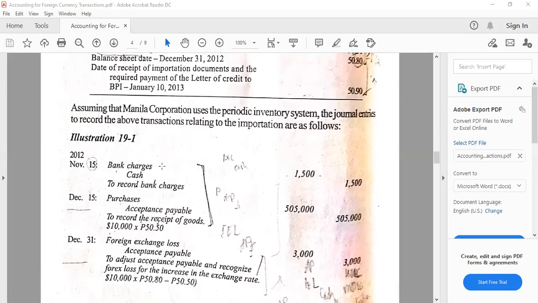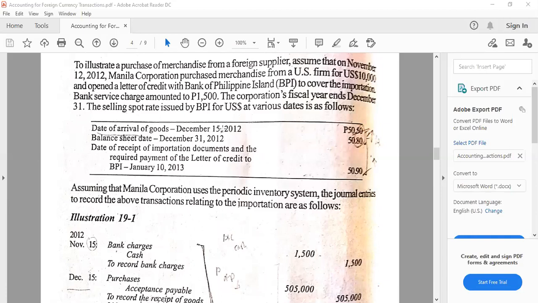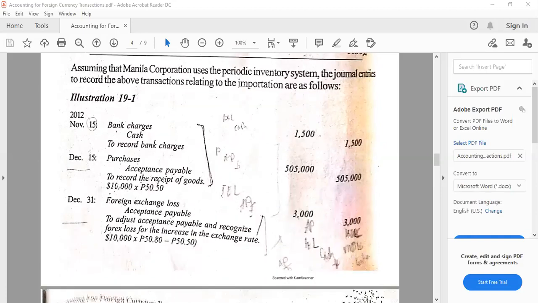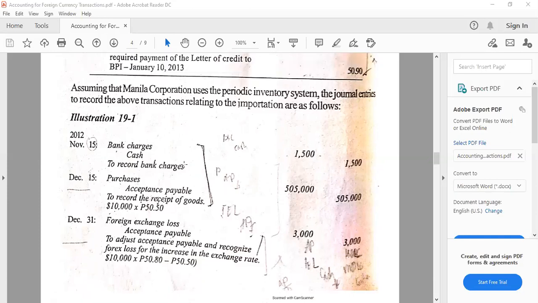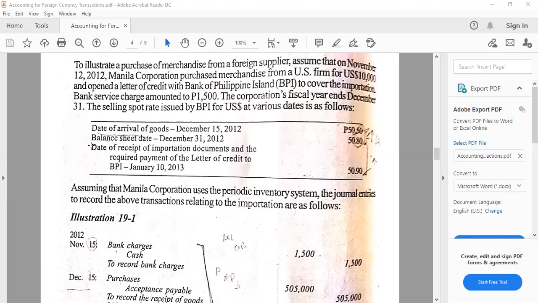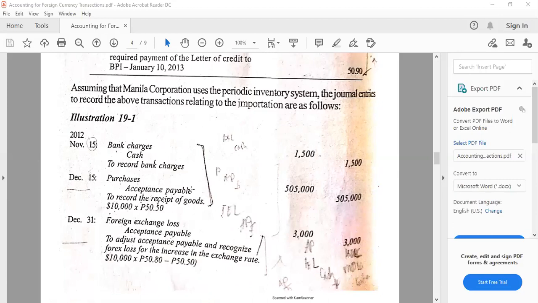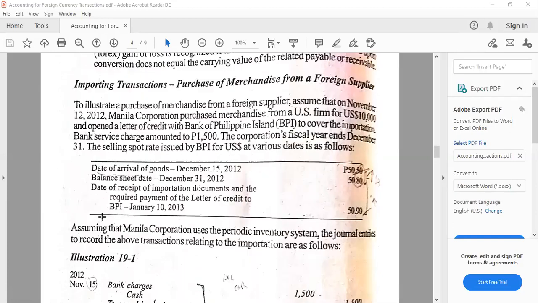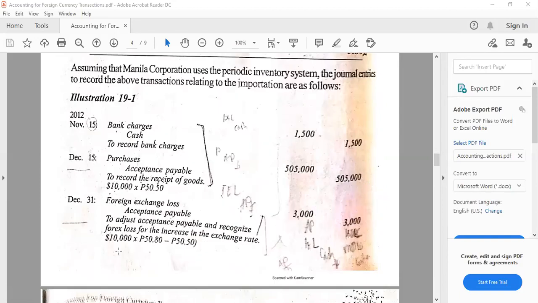This is for the purchases at the spot rate on the date of arrival. So that's number of currency units times the rate. Purchases, credit acceptance payable. Probably the company used this account title because this is with a letter of credit, so acceptance payable. Although I would say accounts payable is okay. Then December 31, there is a movement here. If you are going to get the difference, that's 0.3. 0.3 times $10,000 is $3,000.